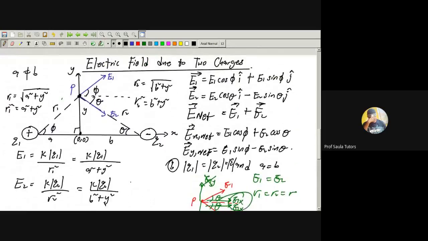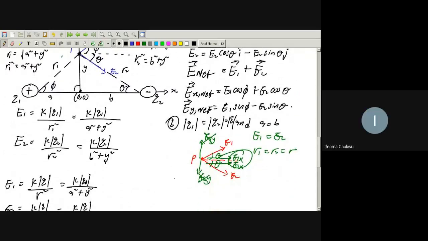Though I will send the question to you. The question: A and B are equal, also theta and phi are equal. So that's the question. That's for B. Nice. Are you done with that?